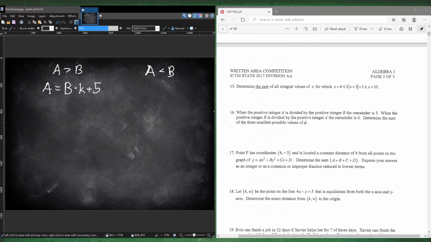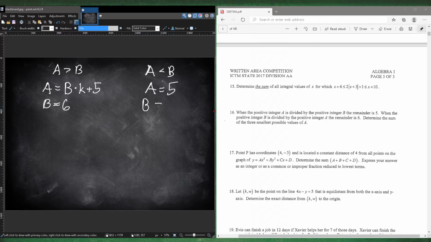And then when b is divided by a, the remainder is 6. Remember, a is greater than b, which also means b is less than a. So if b is less than a and b is divided by a, the only remainder would be b itself. That means b is equal to 6. Now for the other case, if a is less than b, and b is divided by a, the remainder is 5. That gives us that a is 5, because a is less than b, so a has to be 5.